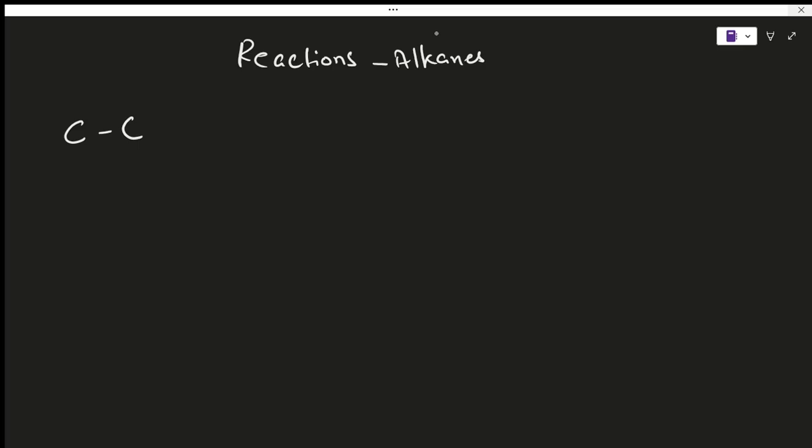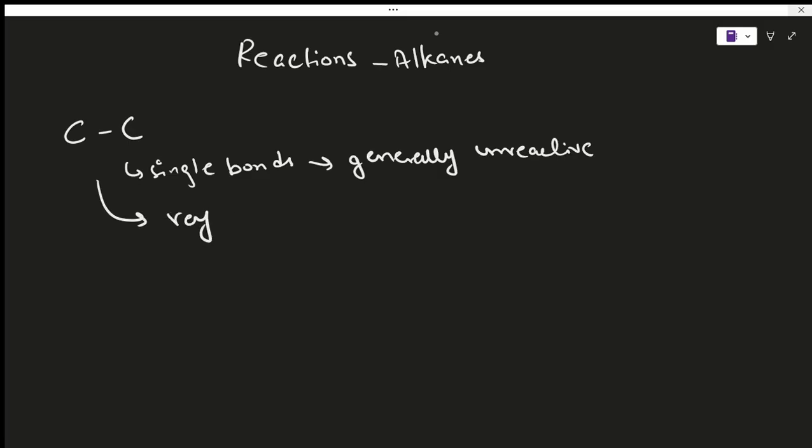So we know that alkanes have carbon-carbon single bonds, and if I just quickly write this, single bonds, we call them generally unreactive. What do we call them? We call them generally unreactive. And the reason behind that is these carbon-carbon single bonds are very strong bonds. So they cannot be broken down very easily. And because they cannot be broken down easily, their chemical reactivity, or just their reactivity, is very low.